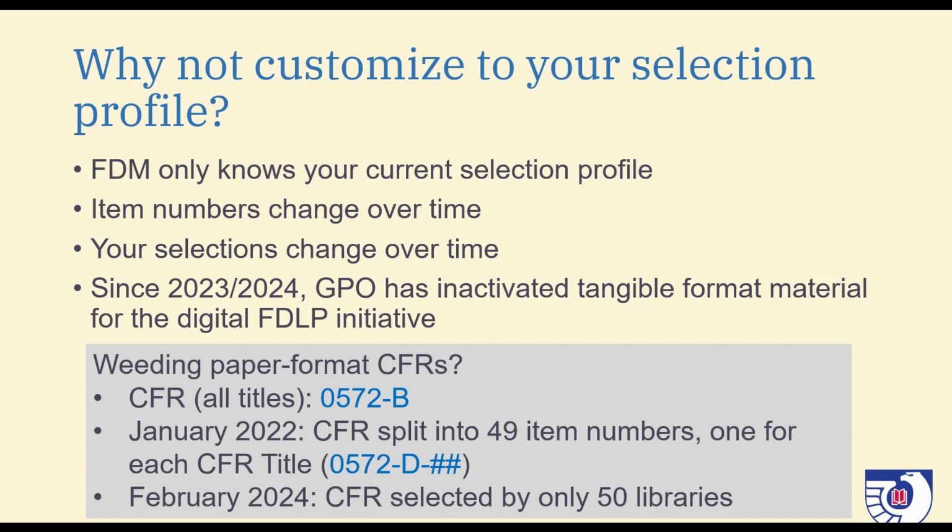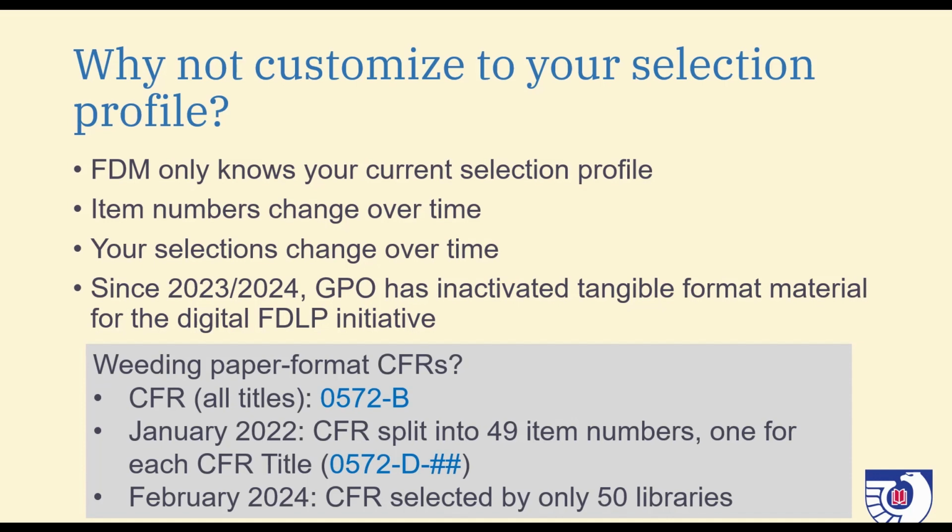If you are looking to weed or to inventory your paper format CFRs, you should note that the CFR had one item number that was used to profile for all CFR titles, and that was item number 0572-B. In January of 2022, though, the CFR was split out into 49 separate item numbers, one for each CFR title. So the item number 0572-B was retired, and in its place we had 0572-D- and then numbers 1, 2, 3, 4, 5, and so on, because we had split the CFR out based on requests from the community.